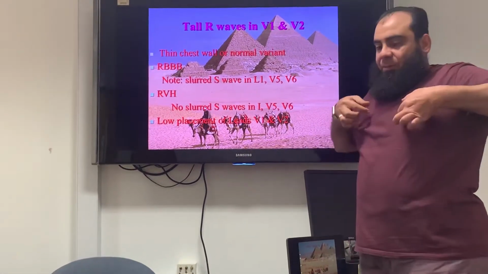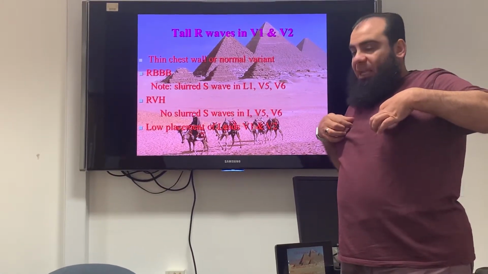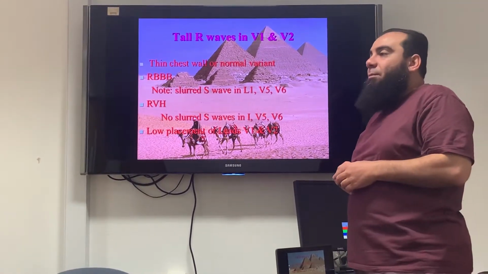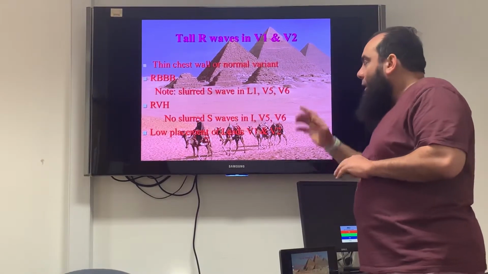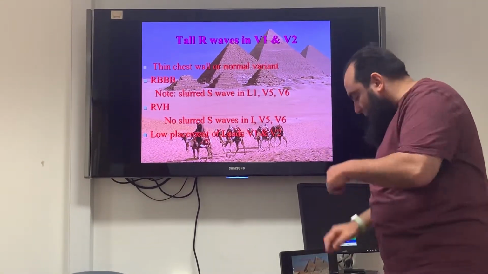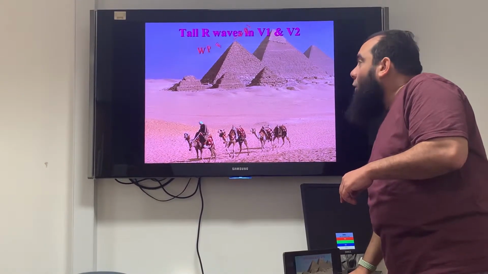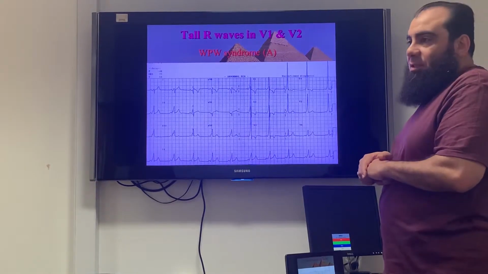Another cause is low placement of leads. If V1 is supposed to be at the 4th intercostal space and by mistake has been placed lower down, the R wave in V1 can be tall. I have discussed this one before. The next slide is another cause of tall R wave that we haven't discussed before.